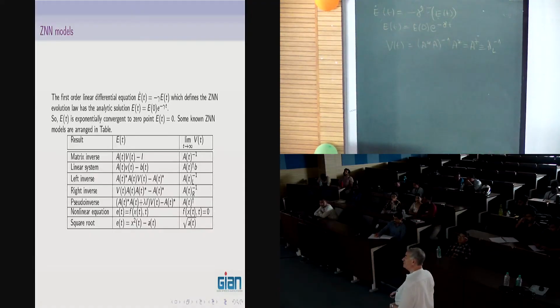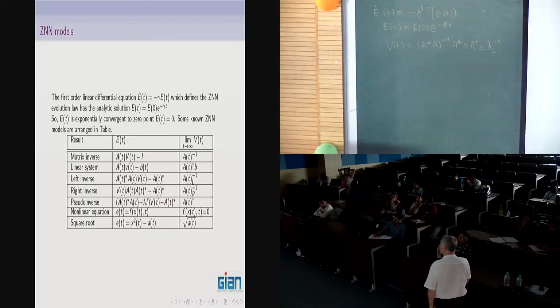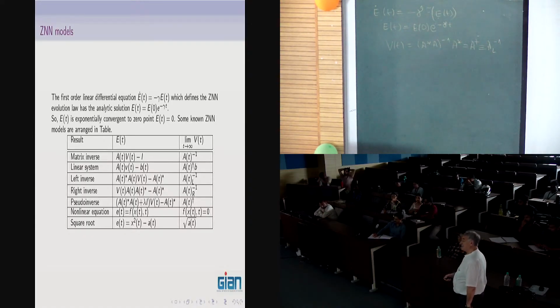Then the dual case. Here, what is here with lambda? Tikhonov regularization. This method is applicable in computing the Moore-Penrose inverse of an arbitrary rank-deficient matrix. Lambda is chosen with smaller values. Solving a nonlinear equation. Square root.